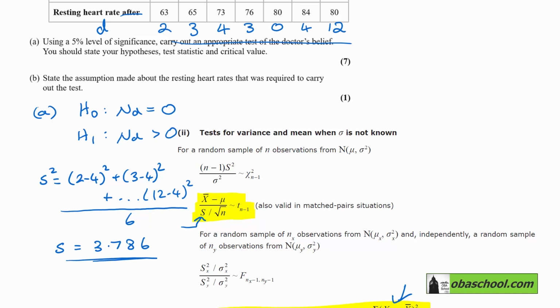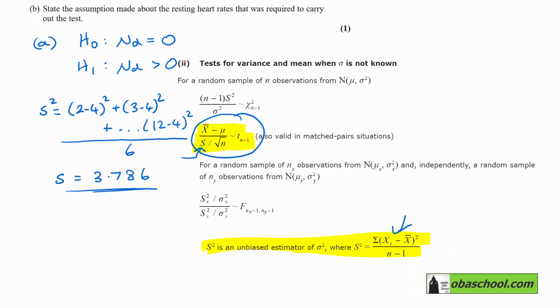And we can then use that in this formula just here. Now it's T n minus 1, so we're looking at a T6 value, and that is going to be 4 take away 0, remember that's from our hypothesis, over 3.786 divided by root 7, because that's an n, not an n minus 1. And we can calculate that, and it gives us 2.795.